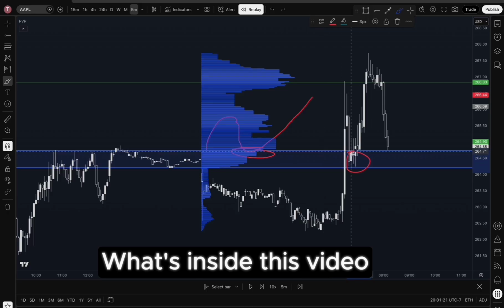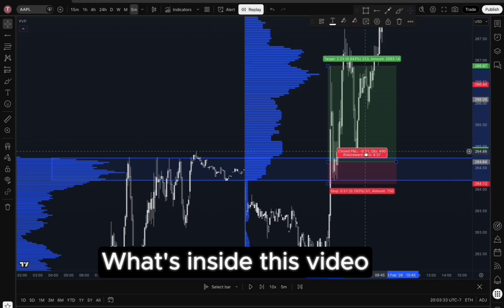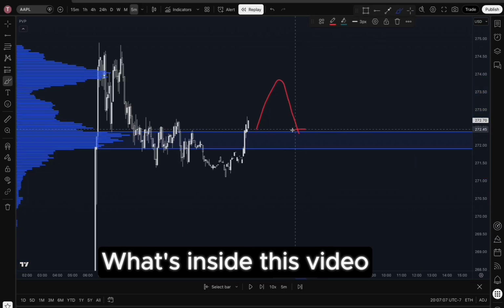This is where you would enter. From there, it goes to our take profit right here. To show you the risk reward ratio on this particular trade, it would have been 4.37, and then we get a significant pullback right here. And this would be an area to get long and take it back to this high volume node right here.